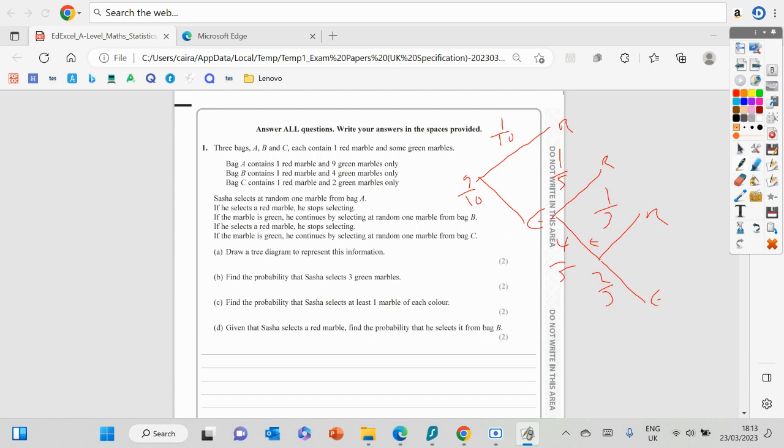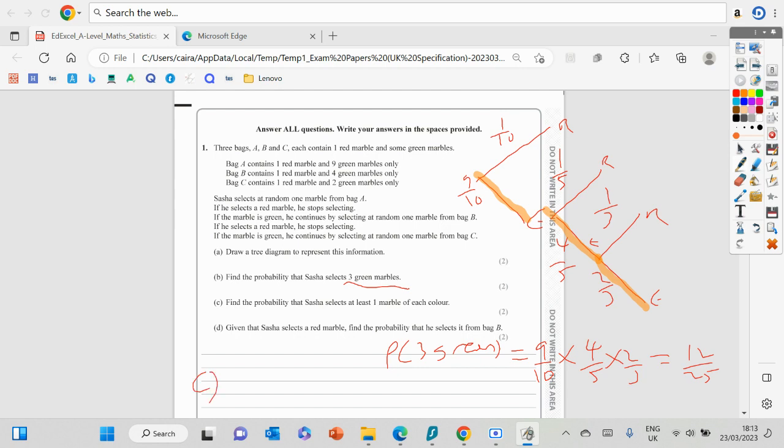Right. Part B. Find the probability that Sasha selects 3 green marbles. So 3 green marbles. In that case, we want the probability of 3 that are green, which means we multiply across the branches. So we've got 9 over 10 times 4 over 5 times 2 over 3. So essentially, in highlighter, we're looking for this branch times this branch times this branch. So that's going to give me 12 over 25? Yeah, 12 over 25.